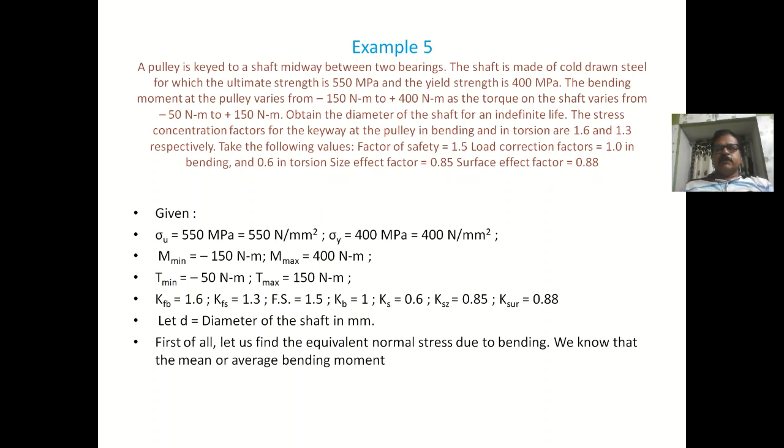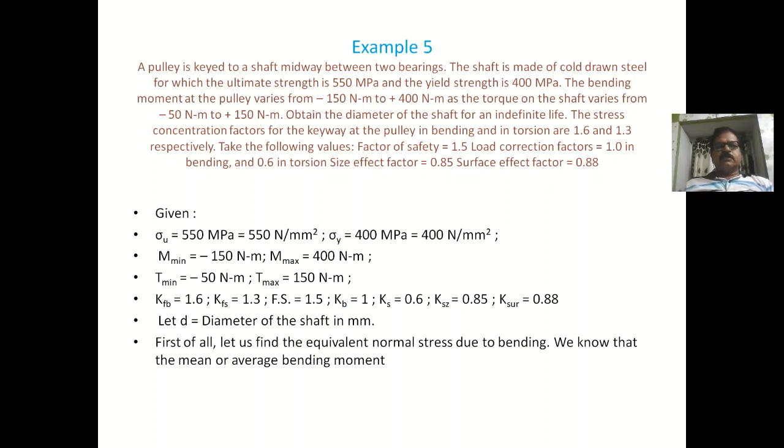The shaft is made of cold drawn steel, for which the ultimate tensile strength is 550 megapascal and the yield strength is 400 megapascal. The bending moment at the pulley varies from minus 150 Newton meter to plus 400 Newton meter. The torque on the shaft varies from minus 50 Newton meter to plus 150 Newton meter. Obtain the diameter of the shaft for an indefinite life.